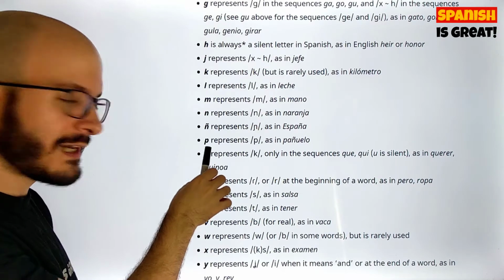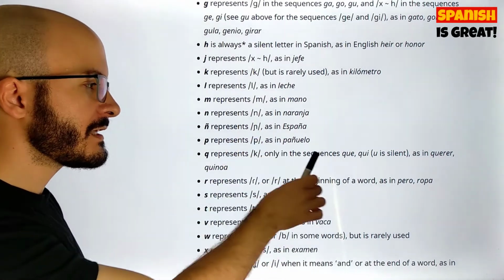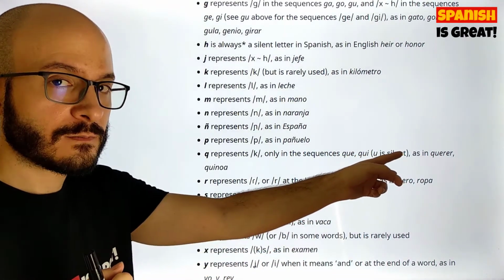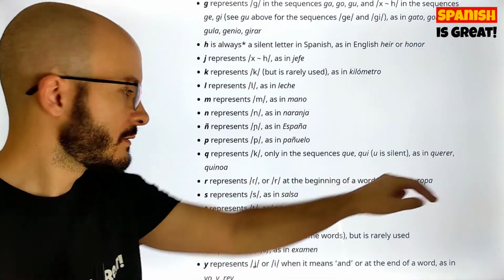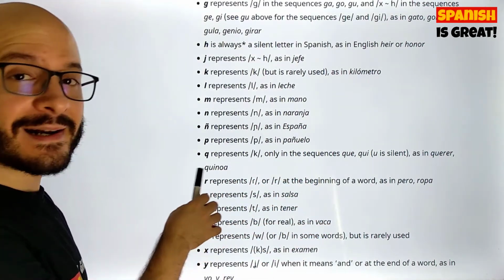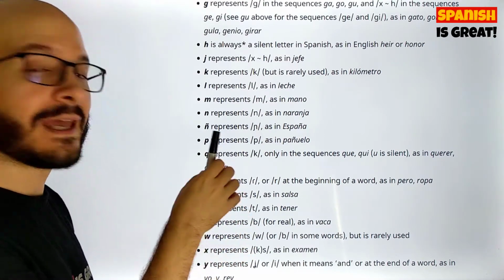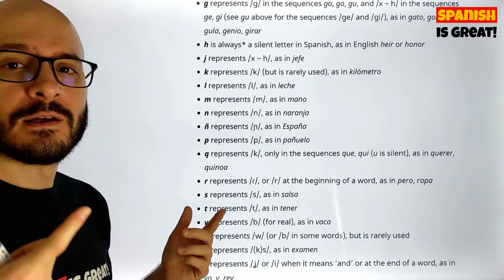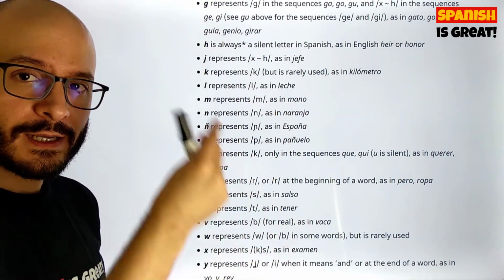Now we go with this letter Q. La letra Q represents K, but only in the sequences que, qui. And you see that in que, qui, U is silent. Okay, so que, qui, as in querer, to want, quinoa. Then R, no? R represents ere or erre. So you see, or you might hear, that there is a difference between ere and erre.